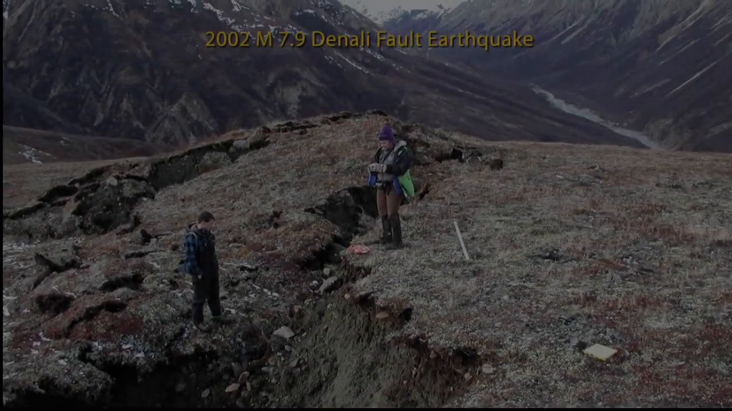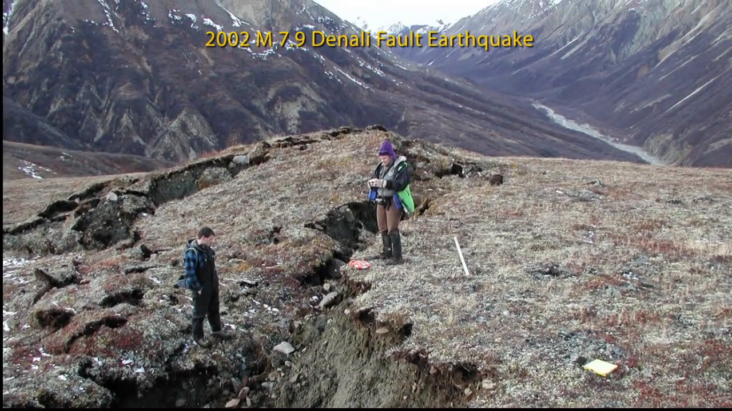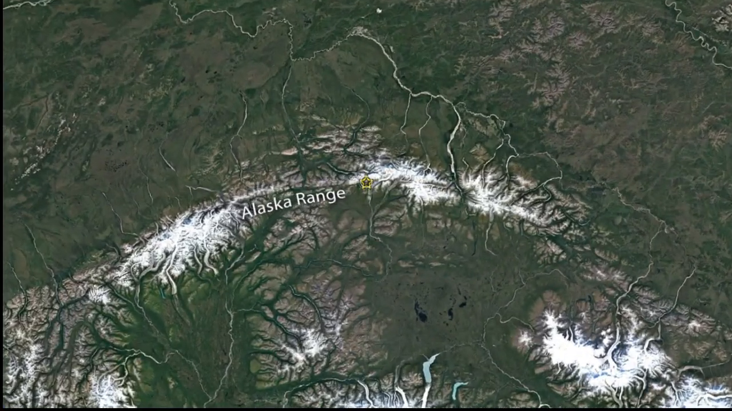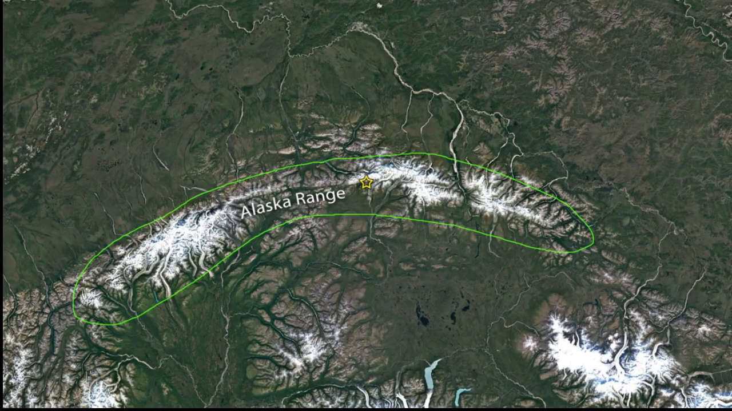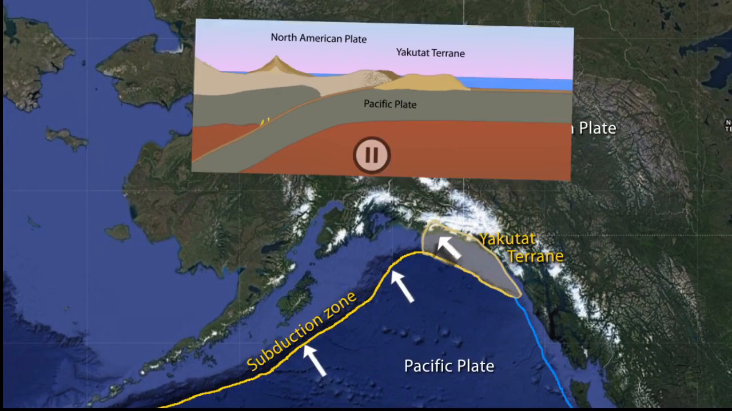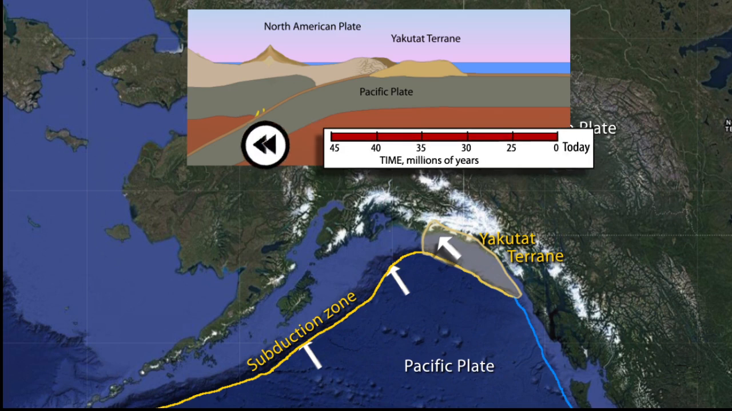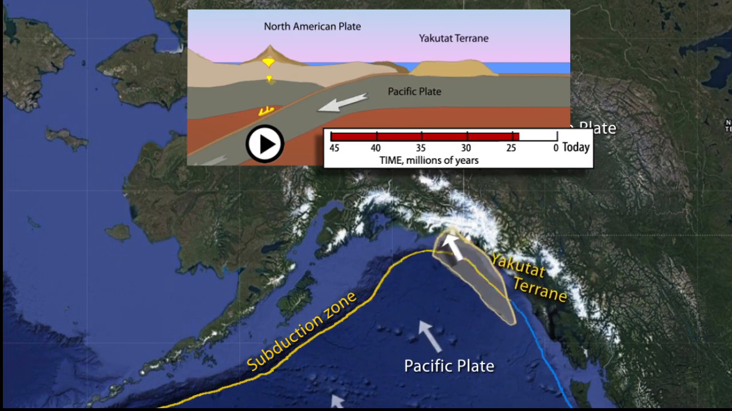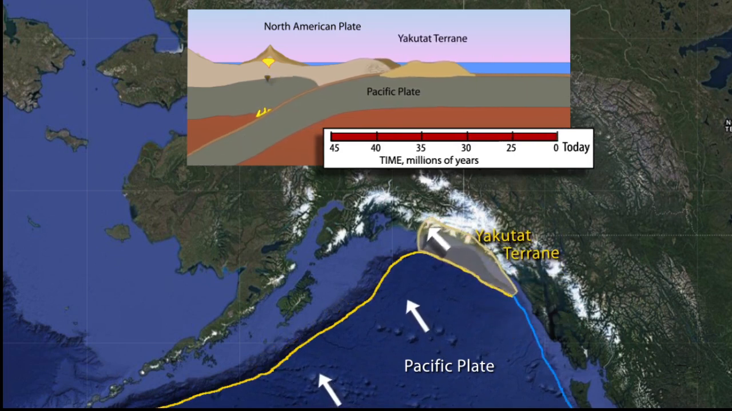Important observations about foreshocks and aftershocks are provided by the 2002 magnitude 7.9 earthquake in the Alaska Range. First, some background. The Alaska Range is a narrow, 650-kilometer-long mountain range far from the subduction zone plate boundary. The Yakutat terrane was an oceanic plateau that traveled northwest on the Pacific Plate and began colliding with the continental margin about 25 million years ago.